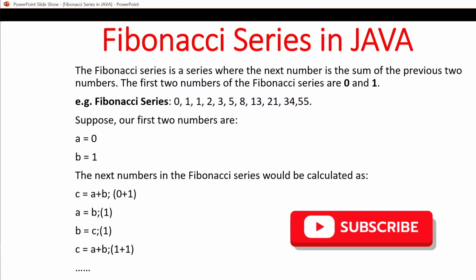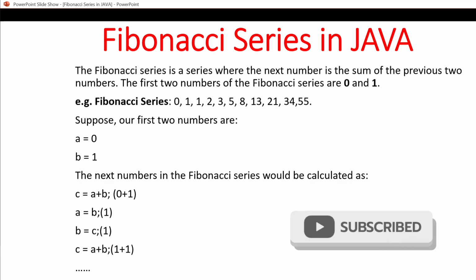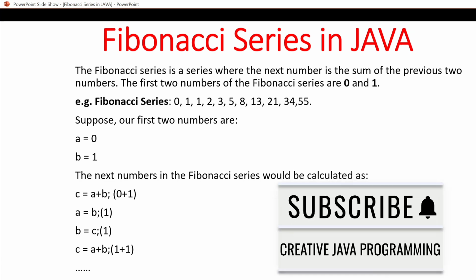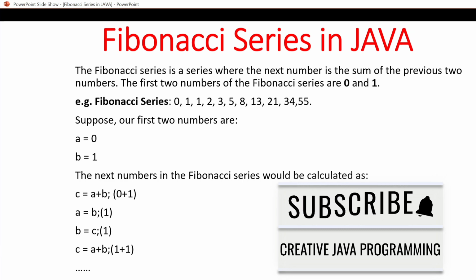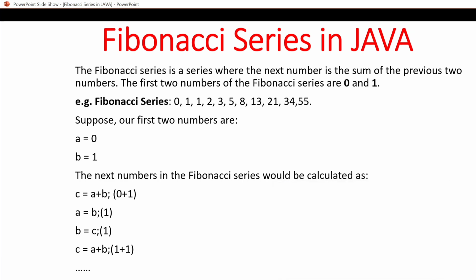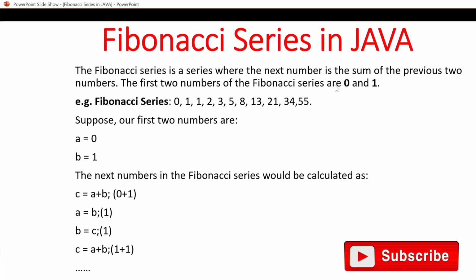In today's session, we are going to discuss how we can generate Fibonacci series in Java. So what do you mean by Fibonacci series? Fibonacci series is a series where the next number is the sum of the previous two numbers. Right? The first two numbers of the Fibonacci series are 0 and 1. Right? Like here, first two numbers 0 and 1. And when we are adding 0 and 1, it becomes 1.